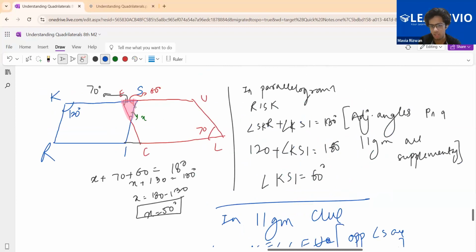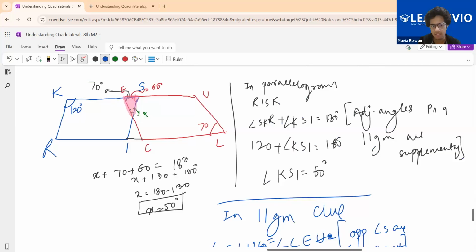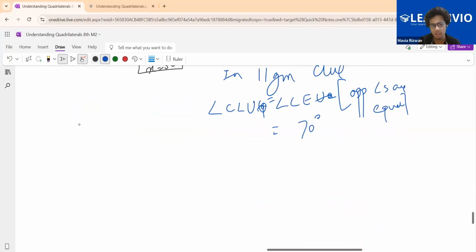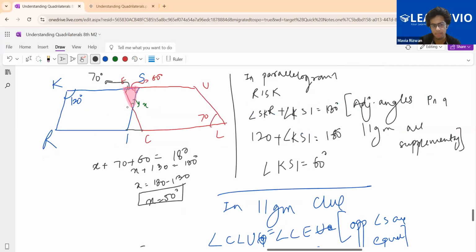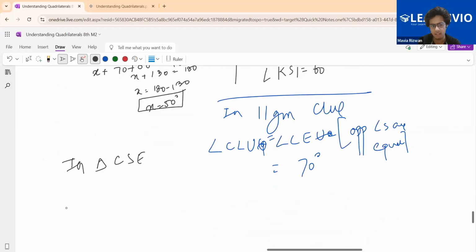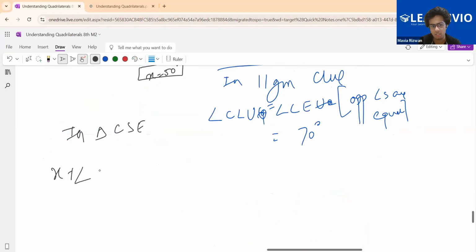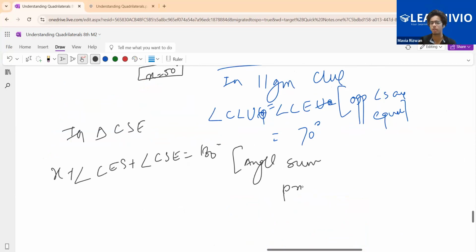Now see in triangle CSE, angle X plus angle CES plus angle CSE is equal to 180. You have to write in the bracket the reason: angle sum property. For every question you have to write like this in the exam, then only you will get full marks.